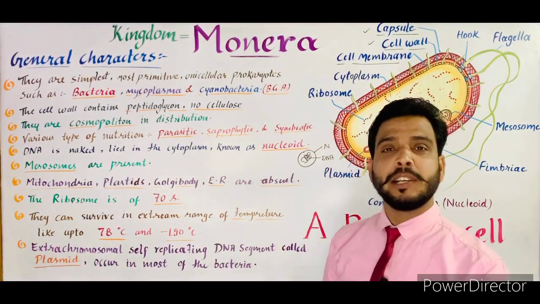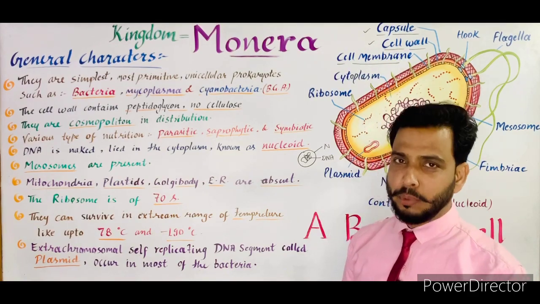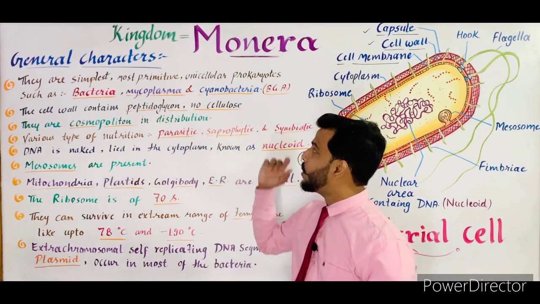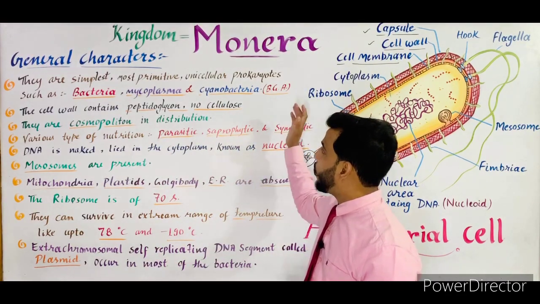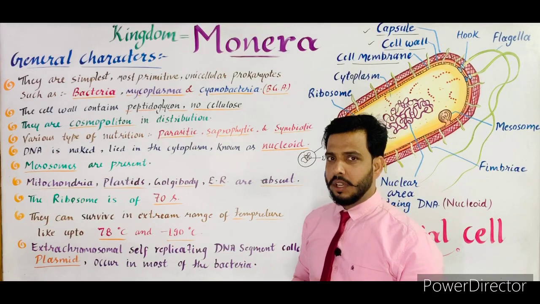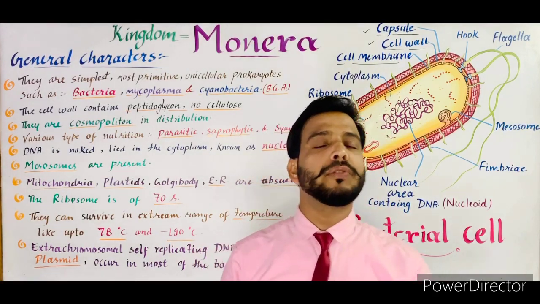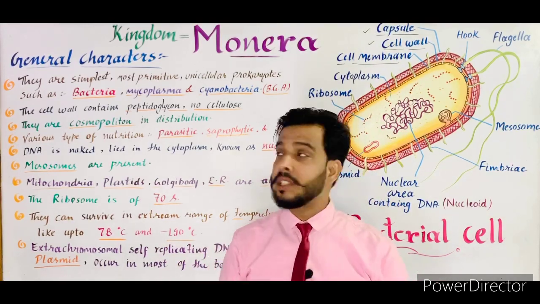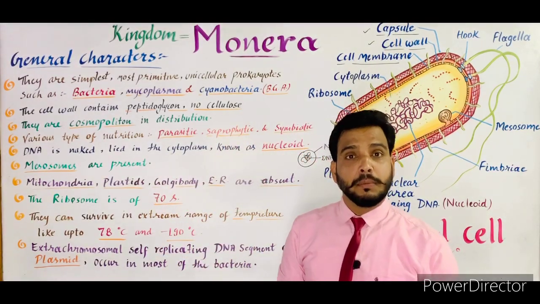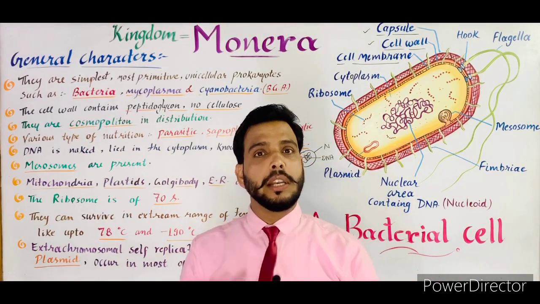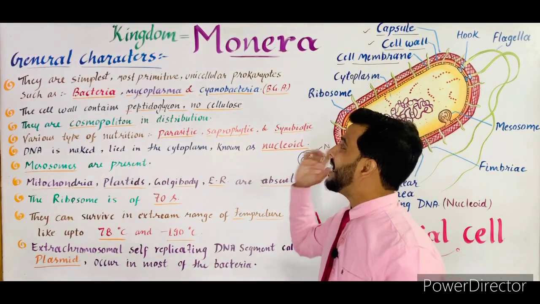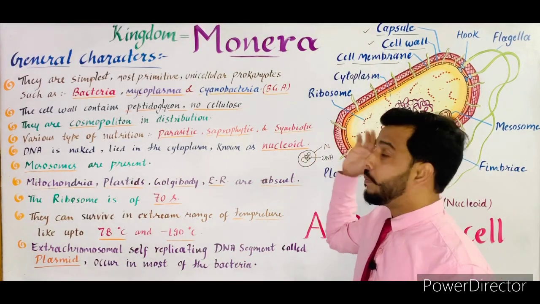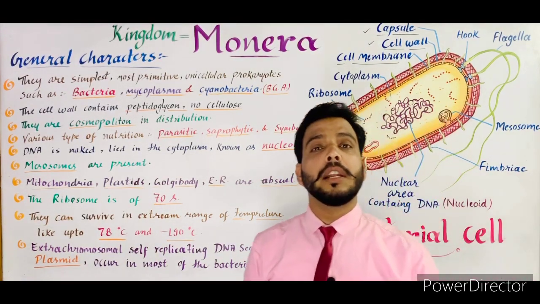First of all, I'll tell you about the general characters of kingdom Monera. Number 1, they are the simplest, most primitive unicellular prokaryotic organisms. It means all the members of kingdom Monera are the simplest organisms in the universe. They are most primitive, meaning they formed so early. Next is unicellular. They have a single cell, so they are unicellular. They are prokaryotic, meaning the cell is prokaryotic.